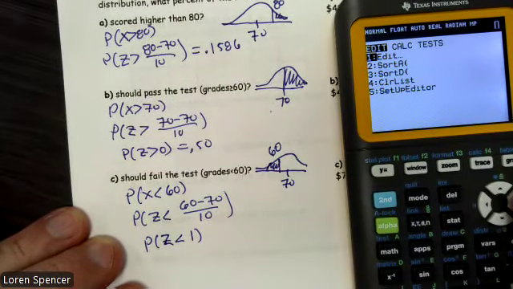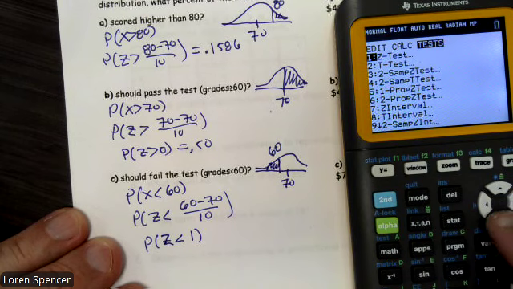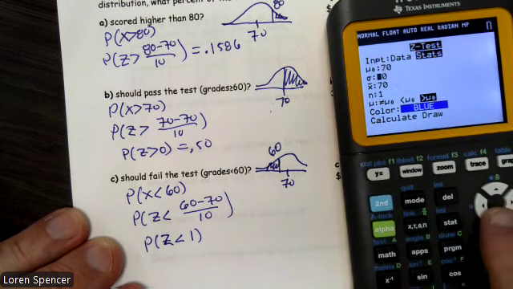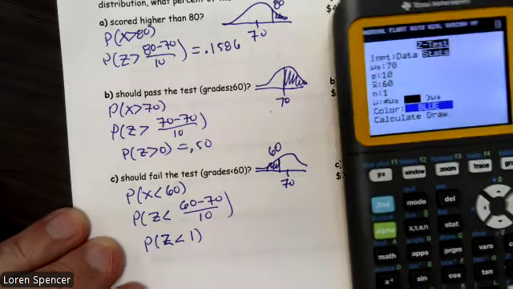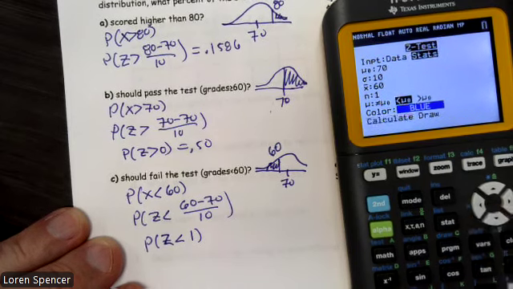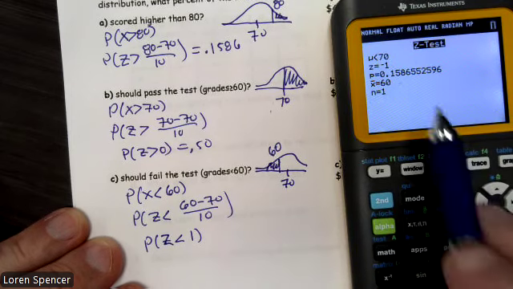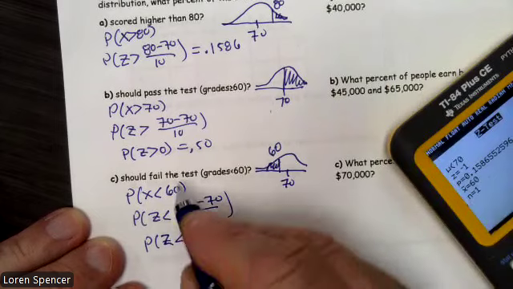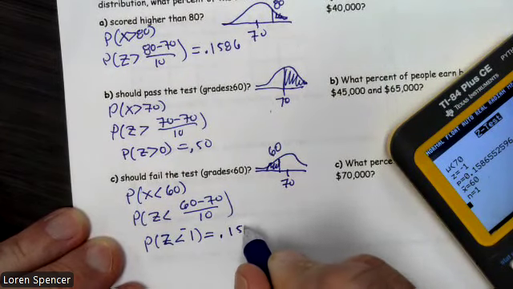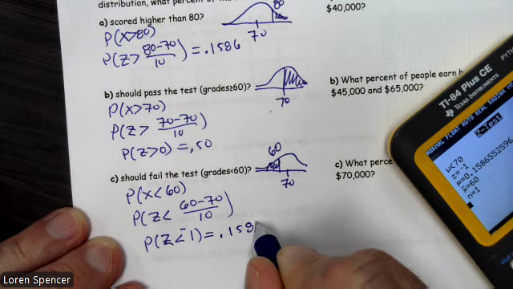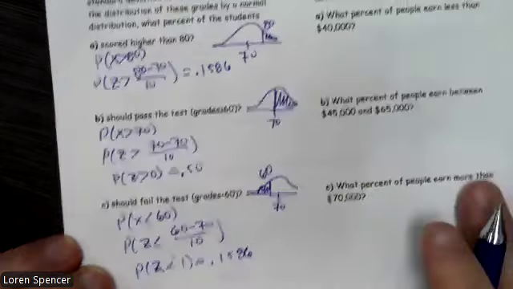So here we go. Stat test, about 16%. But stat test, Z test, 70. And we need to change this to a 60. And we're shading down by our drawing because anything less is a failing grade. And we get about 16%. Probability Z is less than negative 1 equals 0.1586. All right.